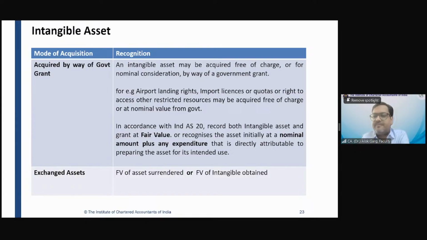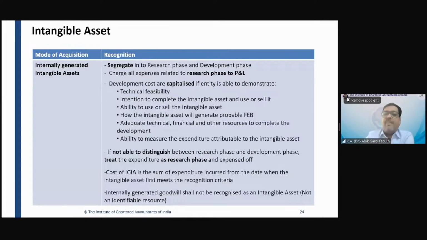Yes, sir. Now coming to the internally generated intangible asset. Friends, if a complex question comes that wants to test theoretical as well as practical knowledge, most probably the question will come from this section in intangible assets: internally generated intangible assets. Just allow me 30 seconds.